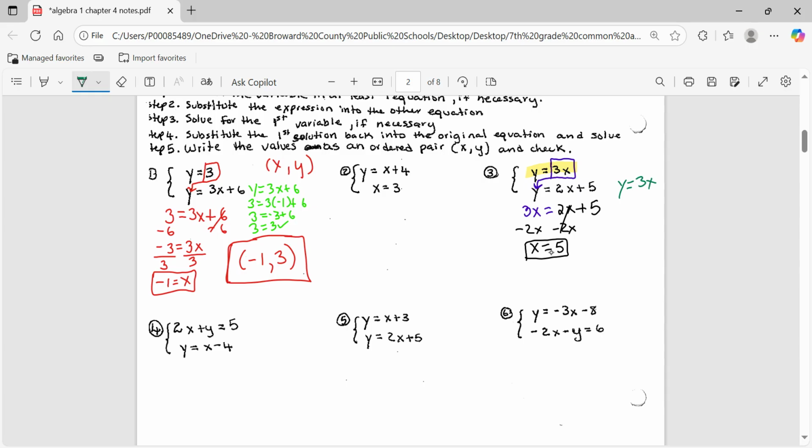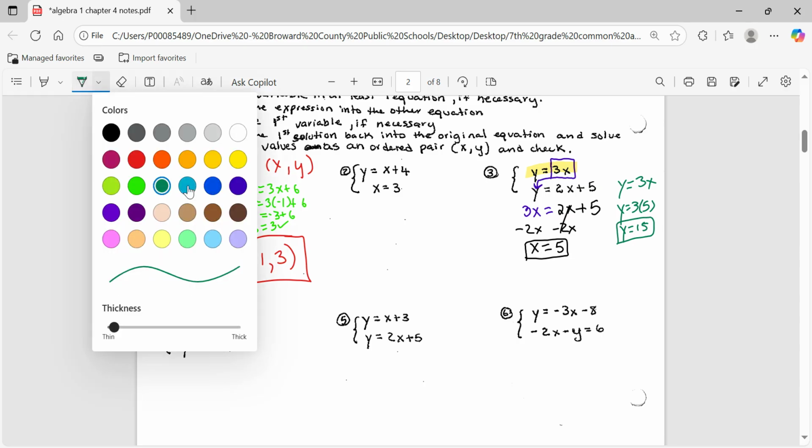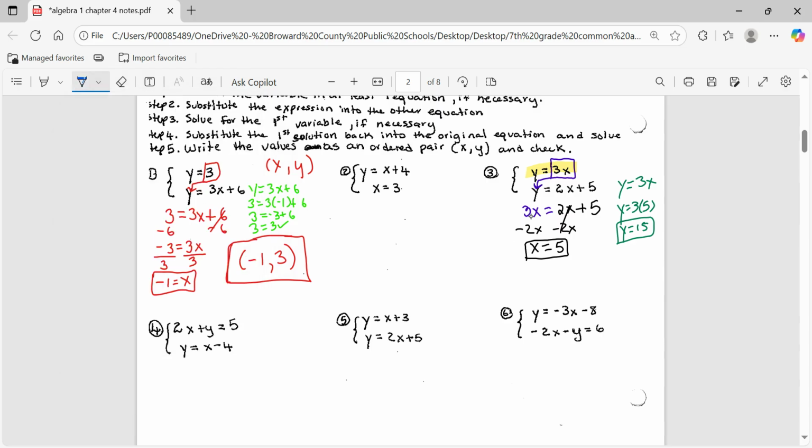Well, I just found x. X is 5. I'm going to substitute the x that I found in for x. So that y is equal to 3 times 5. Y is equal to 15. So now I have my x and now I have my y. My solution to the system is 5, 15. This is your answer. That is your solution. That is the coordinate.